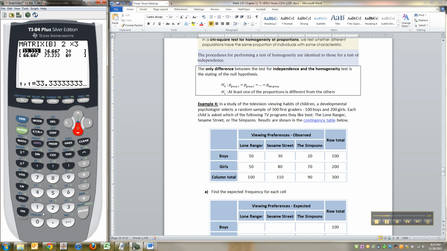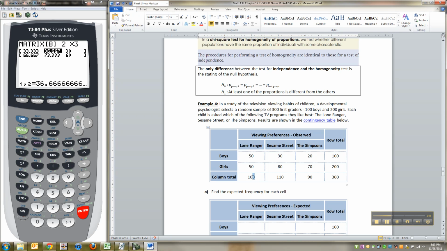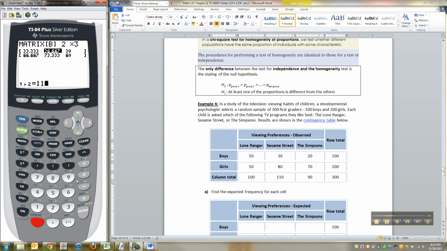So this one, for example, I got by saying 100 times 100 divided by 300. Right? You take the row total times the column total, right? Column total's right here. Yeah, row total's right here. And then you divide it by the grand total, and you get that number. And then you do it again for 110 times 100 divided by 300, and so on. And you enter in every single one of those values by hand. Okay? I personally like doing it with the calculator because then it keeps all my accuracy. So if I take 110 times 100 divided by 300, enter. Life is grand.